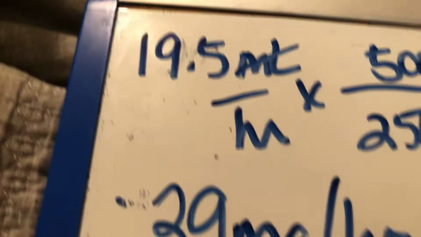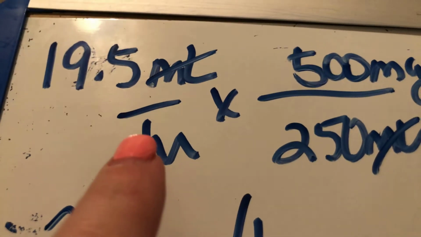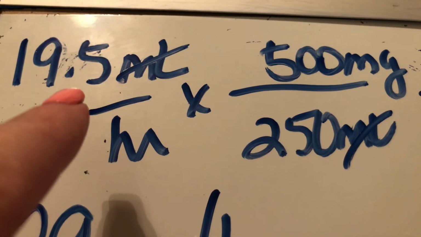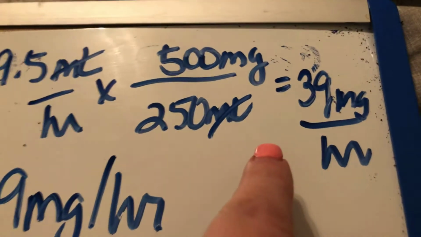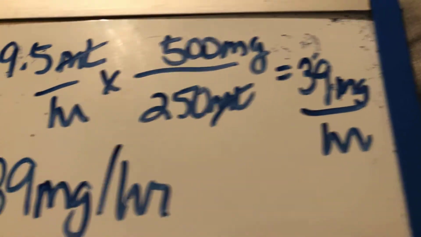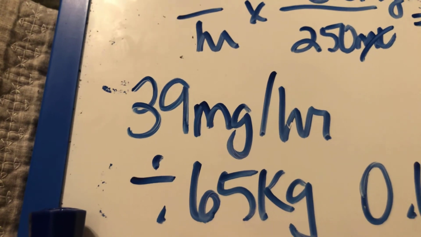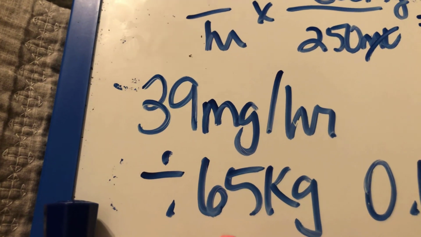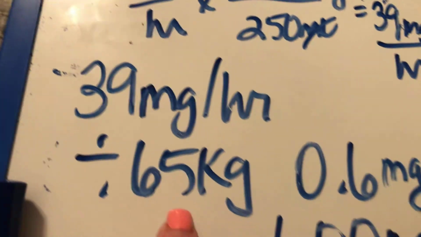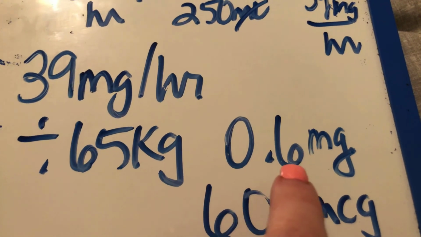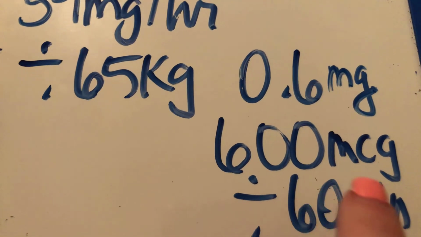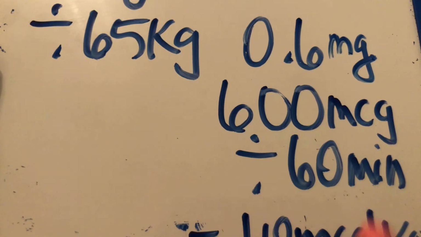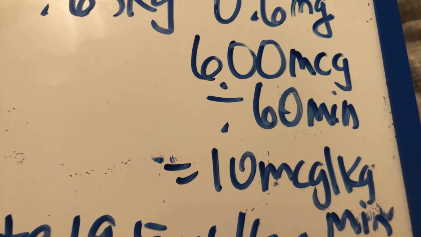Okay, so you just have to work your way backwards. You go with what you know. So we knew that we had 19.5 mils per hour in our concentration, and we calculated that out to get 39 milligrams per hour. Then we needed to know how many milligrams or micrograms per kg. So we divided that by the weight, which gave us 0.6 milligrams. Then we converted that to micrograms, which became 600 micrograms. And then we divided it by 60 minutes to get micrograms per kg per minute. Okay? Hope that helped.